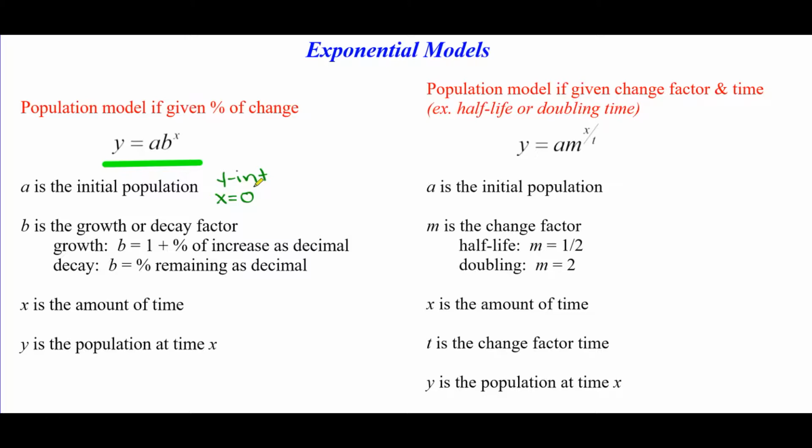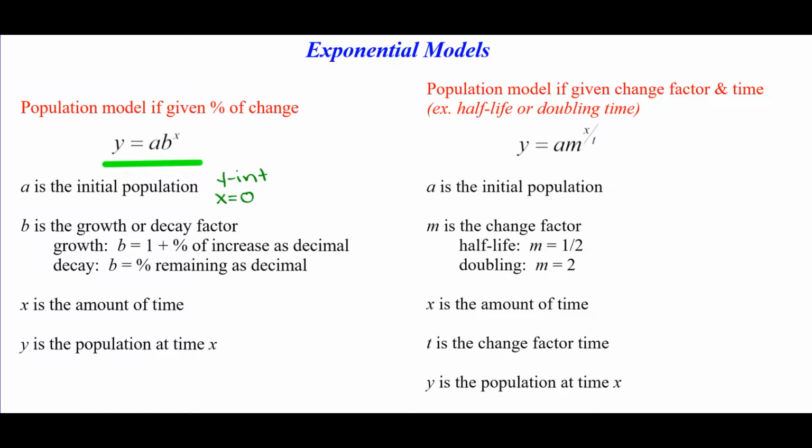Here you have to be a little bit careful. When you're dealing with growth, you always want to do 1 plus your percent of increase because you're maintaining all of the stuff that you have to begin with, so 100% of it, plus you're adding more. When you're looking at your decay factor, your B value is going to be the percent remaining in decimal form, and that really takes some looking at the specific wording of the problem. So we'll look at a couple examples with that. X is going to represent your time situation, and then Y is going to be the population at that given time.